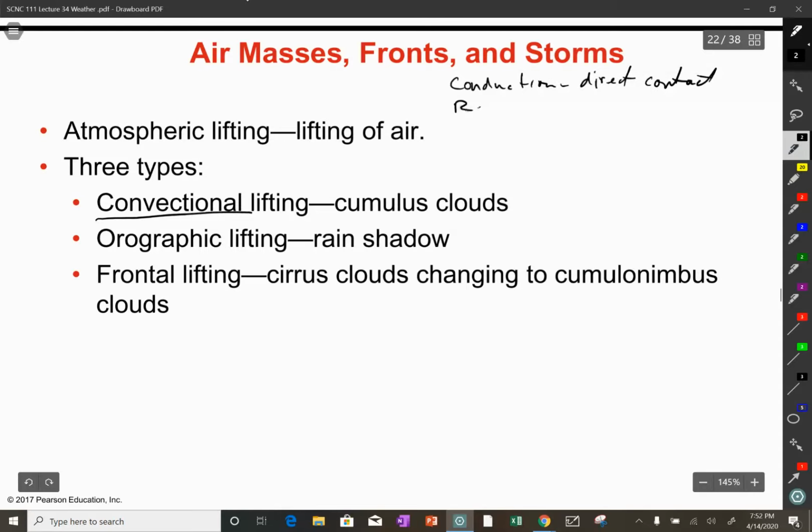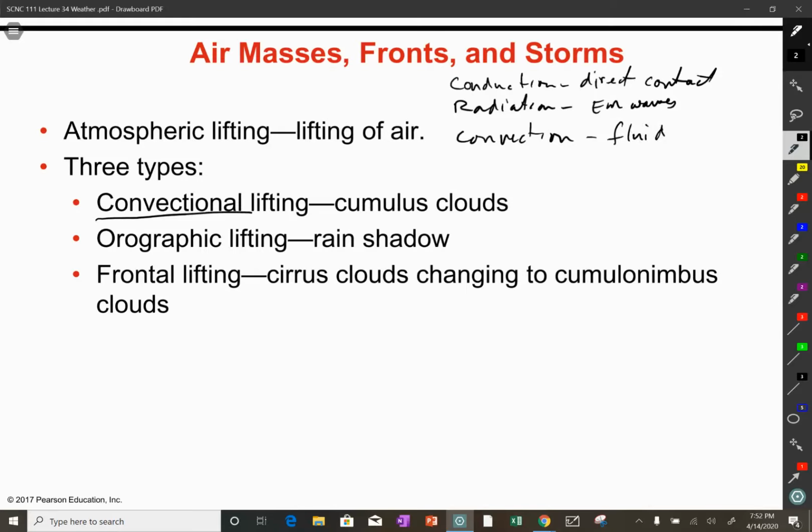We had radiation, which was electromagnetic waves, like light. And then we had convection, which was an intermediary fluid carrying the heat. And so convectional lifting is you heat the air, but the hot air expands. And because the hot air expands, it's less dense. And because it's less dense, it floats up on more dense air. And so convectional lifting is what caused those cumulus clouds. Remember, cumulus for each one I said, it's a sign of convection, convective lifting.